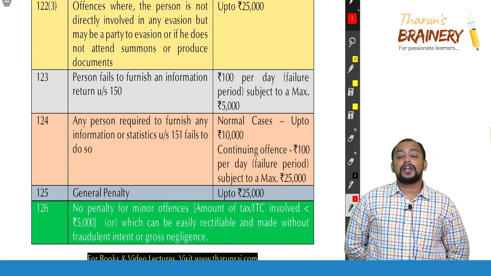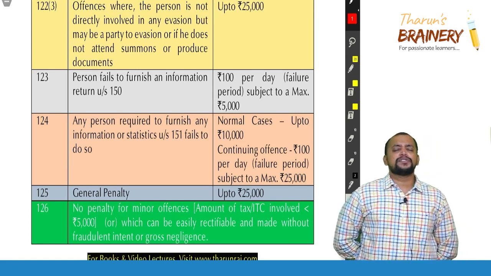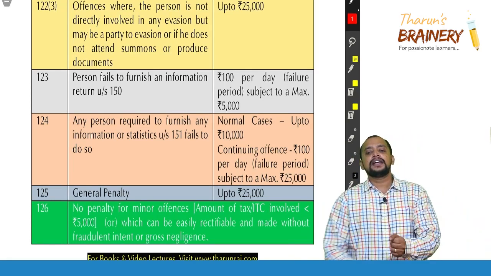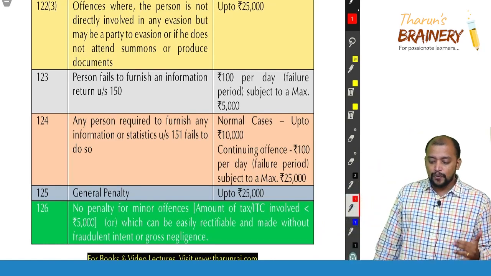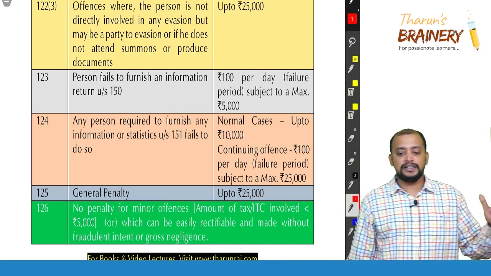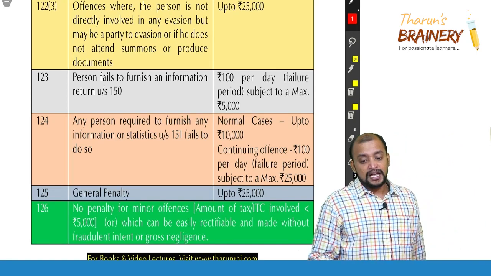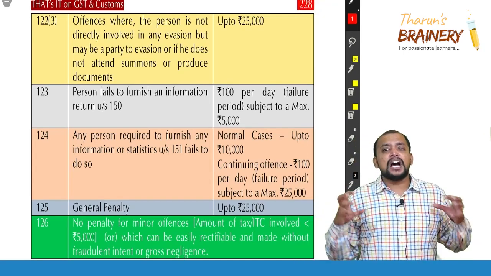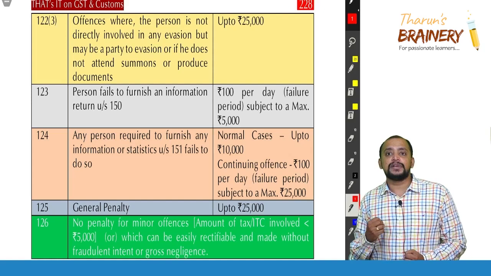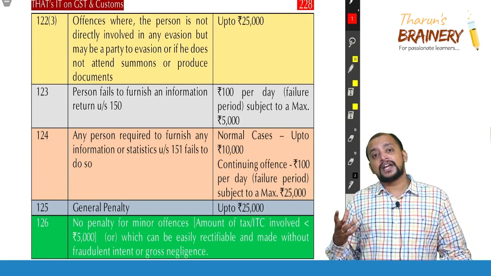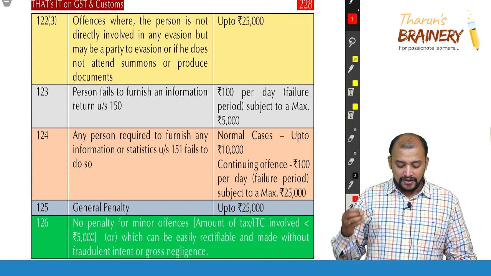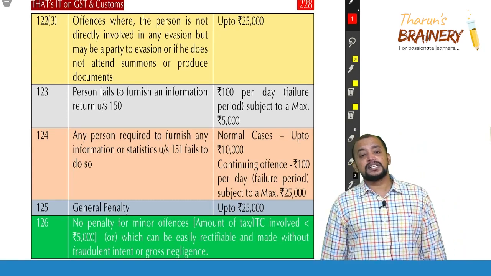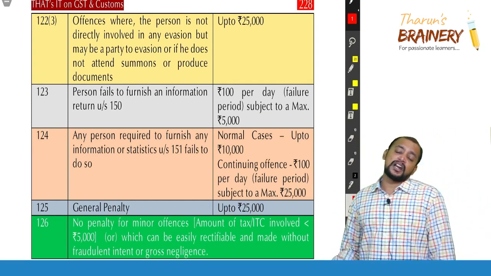Got it? So like that, whenever you contravene any provisions of this Act or rules for which there is no separate penalty, then the penalty will be under section 125, general penalty. Then section 126, no penalty for minor offences. Minor offences means those offences where the tax or ITC involved does not exceed 5,000. In that case, no penalty. So section 126 empowers the officer not to levy penalty if that offence is a minor offence.